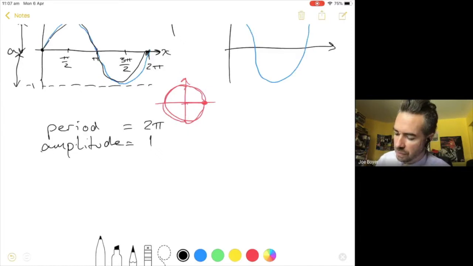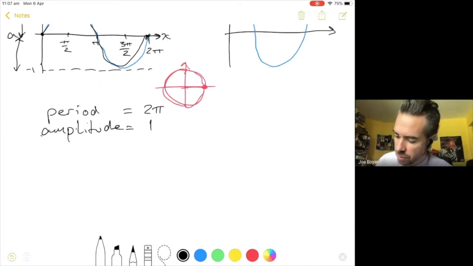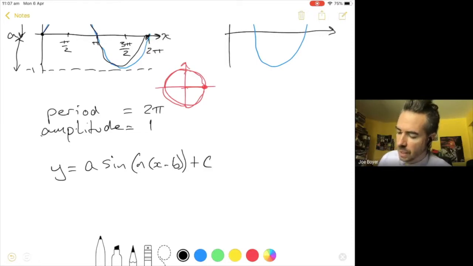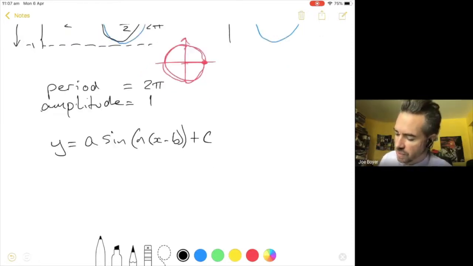Now, if we've got our general trig equation, something that looks like y is equal to a sine of n lots of x minus b, plus c. This is our general form of our trig equation. What's our period and amplitude now? Well, our period is always defined as 2 pi divided by the value of n.